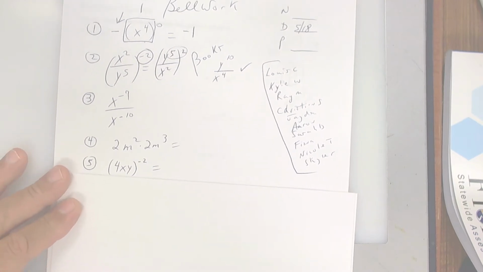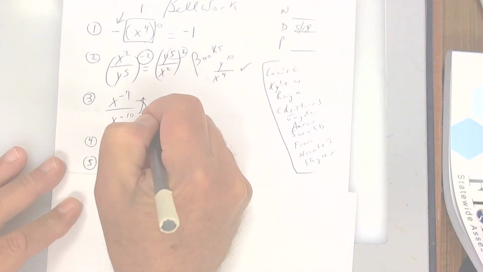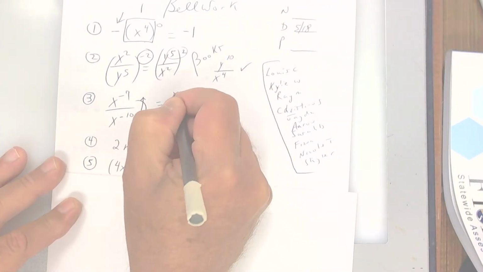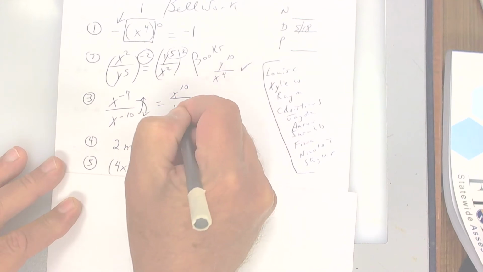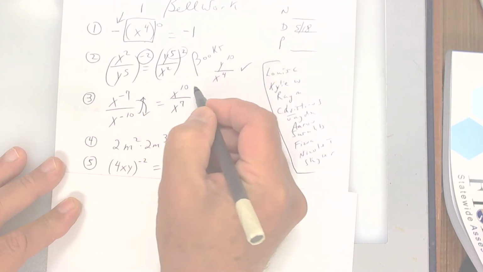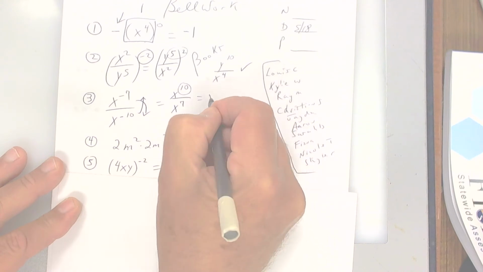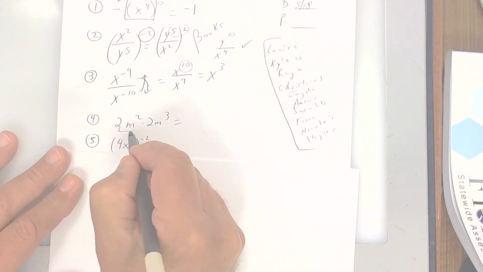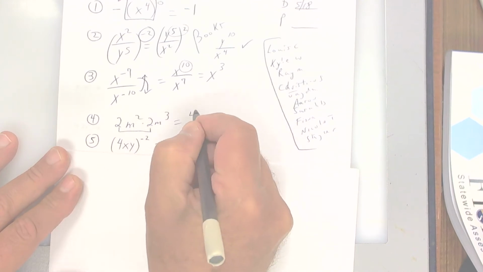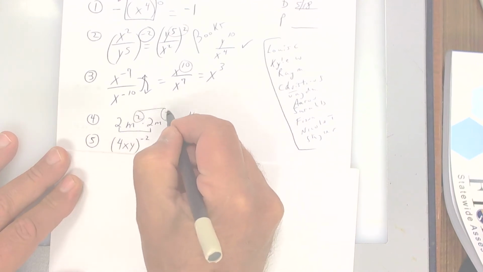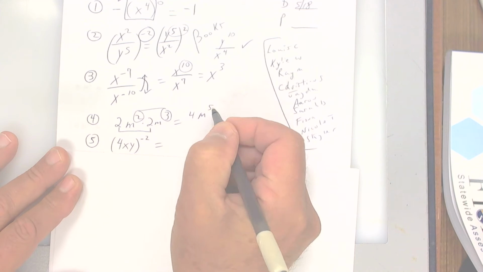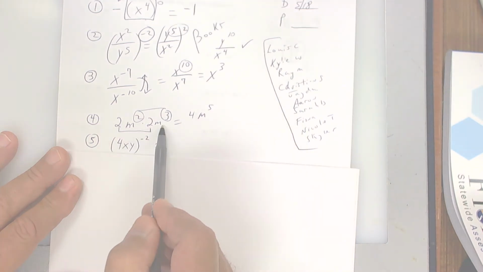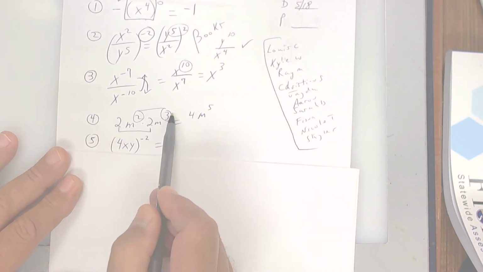This one right here, they're both negative, so switch them like that. So you're going to get x to the +10 and x to the +7, but you got more x's at the top. You have 3 more x's at the top. This one right here, you multiply the numbers, 2 times 2 is 4, but you add the exponents and get m to the 5th power. If you have the same base, you add exponents.